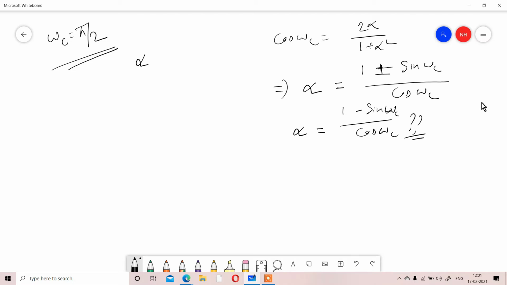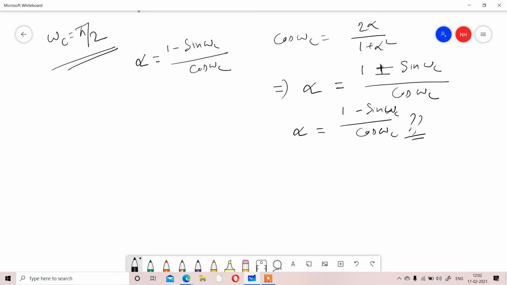It's a simple matter that already I have told you alpha value must be less than 1. So if we consider plus sign, if we replace the value of omega c, for this case you will always get the value greater than 1. And for the minus sign, the alpha value you will always get less than 1. Okay. So that is the reason we will choose alpha is equal to 1 minus sine omega c by cos omega c.